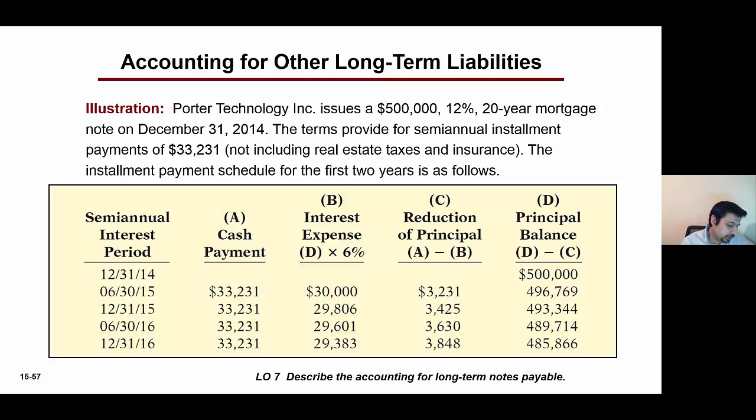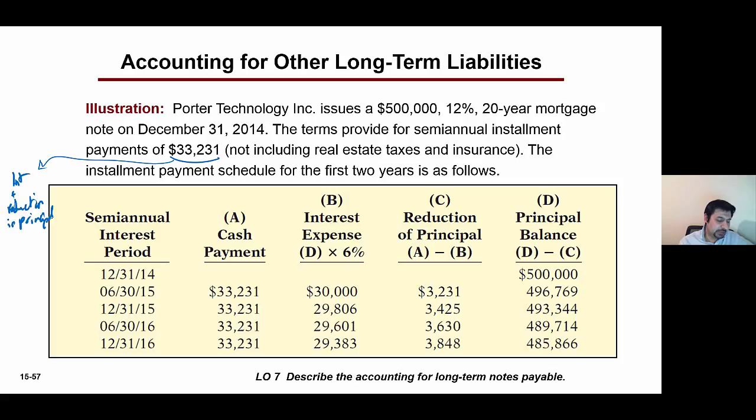So here the installment is $33,231. This one does not change. It will always be the same amount. However, the composition of this amount will change. Basically, this amount is two parts: a certain interest amount plus reduction in principal. So once again, you need to prepare a table like that if you are to answer the questions.